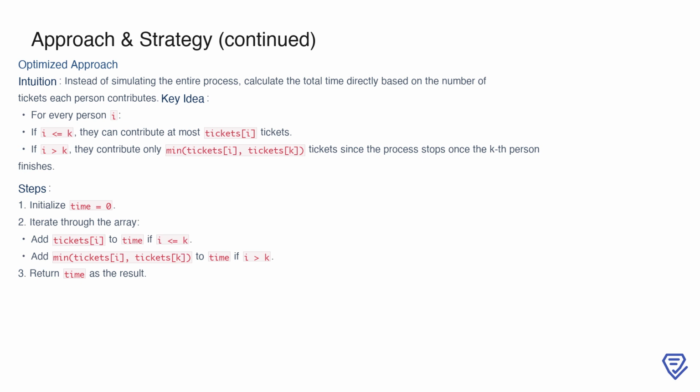To implement this, we initialize a variable time to 0 and iterate through the array. For each person, we add either their full ticket count or the constrained value, depending on their position relative to k. At the end of the iteration, the accumulated time gives the total time required. This eliminates unnecessary steps and ensures we arrive at the result efficiently.